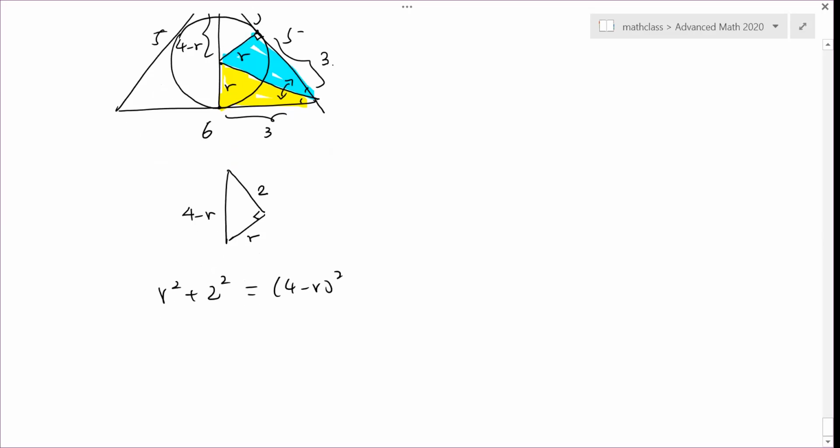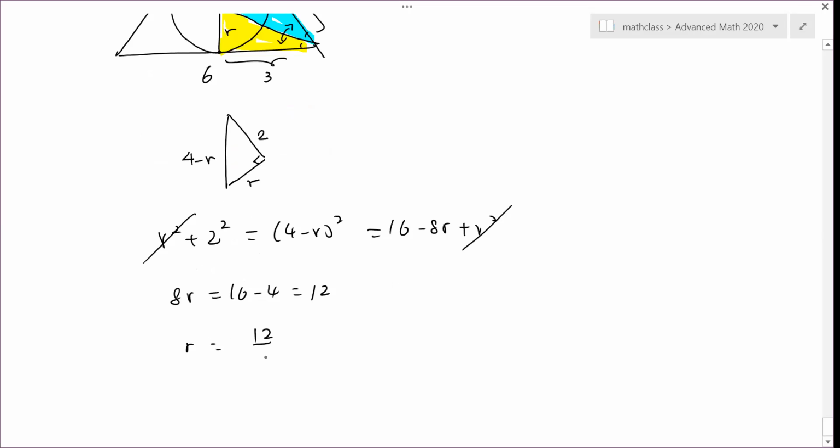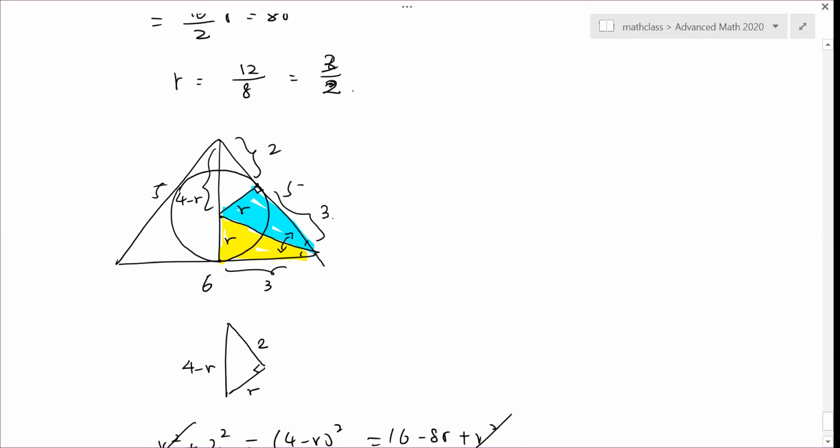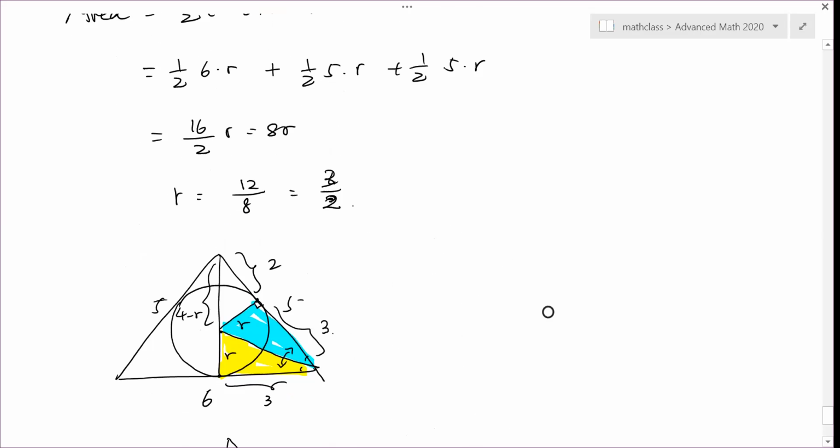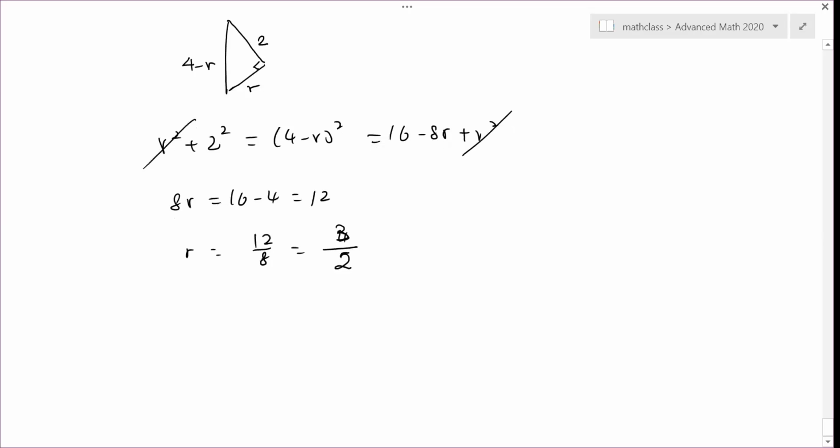Let's expand it. (4 minus r) squared is 16 minus 8r plus r squared. r squared cancels out. So 8r equals 16 minus 4, which is 12. So r is going to be 12 over 8, that is 3 over 2. So you get 3 over 2 again. A different method leads to the same answer. Those two methods you should know.